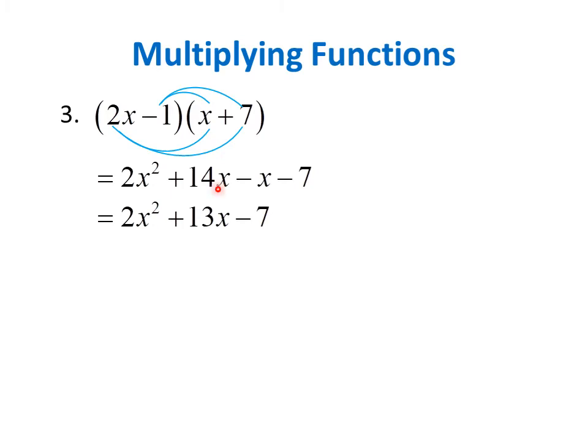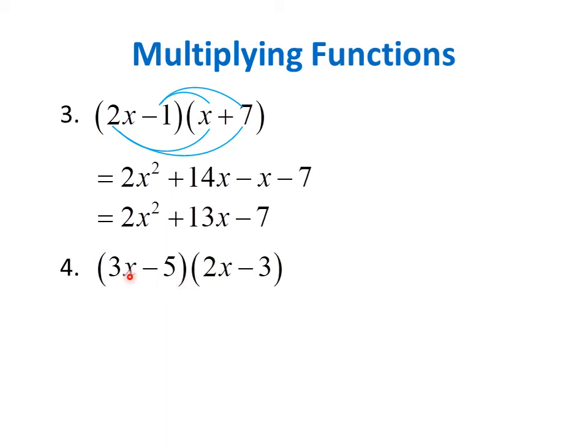We can simplify this expression by combining the x terms. So let's copy 2x squared. Then 14x minus x, that of course is positive 13x. And copy negative 7, negative 7.